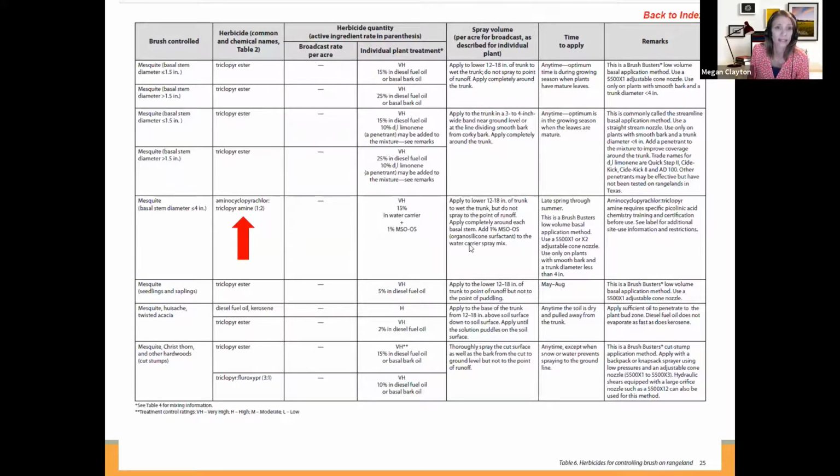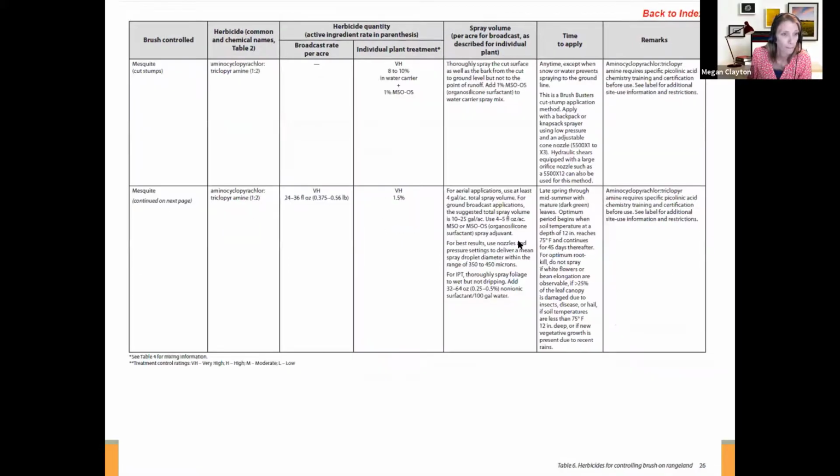And then of course it has spray volume, time to apply, and then any other caveats, which includes with Invora that in order to apply that chemical, you need to have that picolinic acid chemistry training completed, which is a 1-hour training that also counts as a laws and regs. So not only do you need your pesticide applicator license for Invora, you also need that 1-hour picolinic acid training.